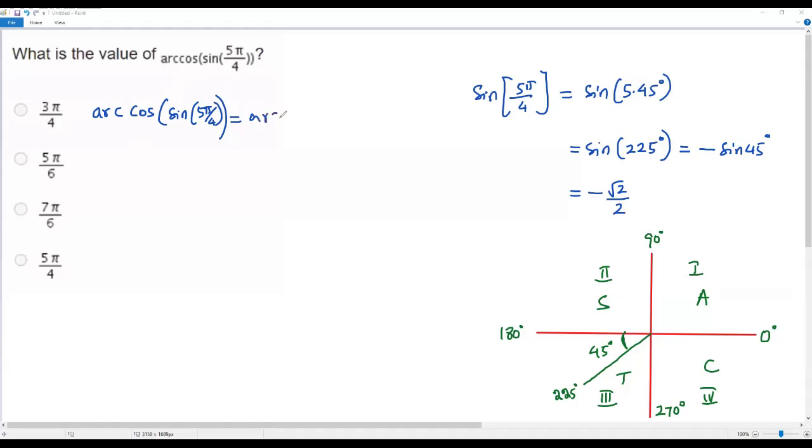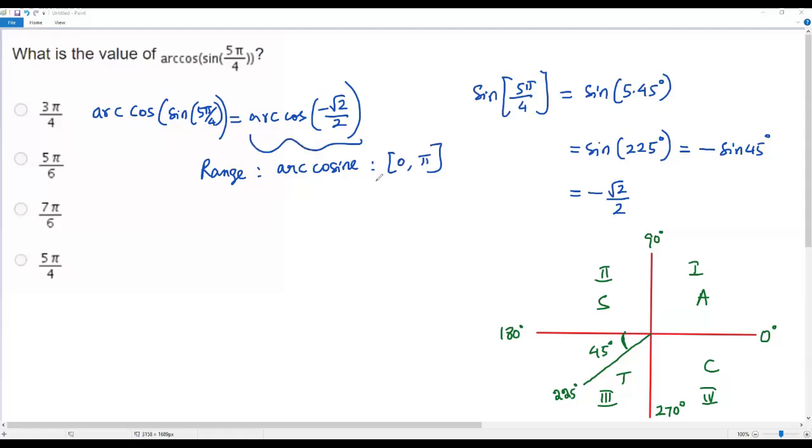Here arccosine. We got the value of sine 5 pi over 4, that is negative square root of 2 over 2. So here we have to get the angle measure for which the value of cosine is negative square root of 2 over 2. One more thing we have to notice: whenever we have arccosine, its range is 0 to pi. So the angle measure we find must be in this limit, any angle between 0 and pi. Pi is nothing but 180 degrees.